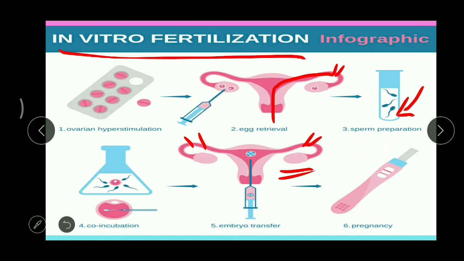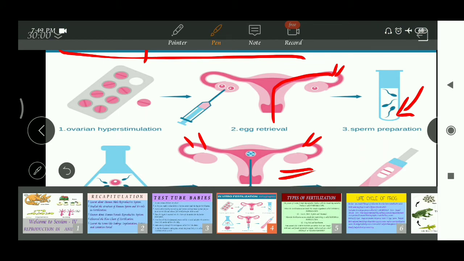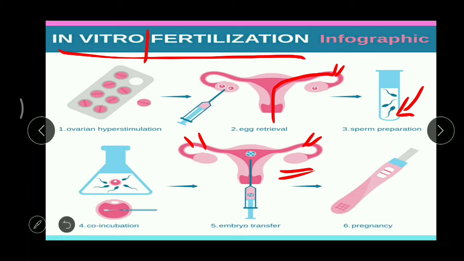That means where is the fertilization taking place here, inside the mother or outside the mother? Outside, in a test tube. That's why you can call this a test tube baby. In vitro. What is meant by in vitro? It means outside. In vitro means outside the mother. Fertilization means fusion. As the fusion is taking place outside the mother, we call this in vitro fertilization, or we can say IVF. IVF, in vitro fertilization.